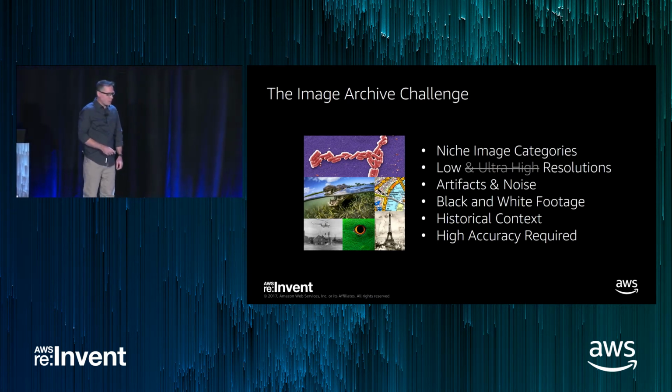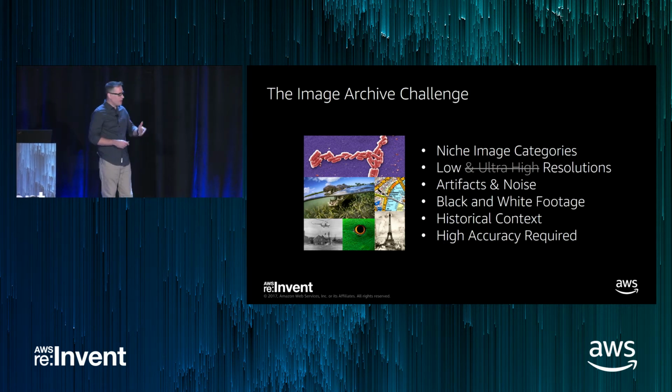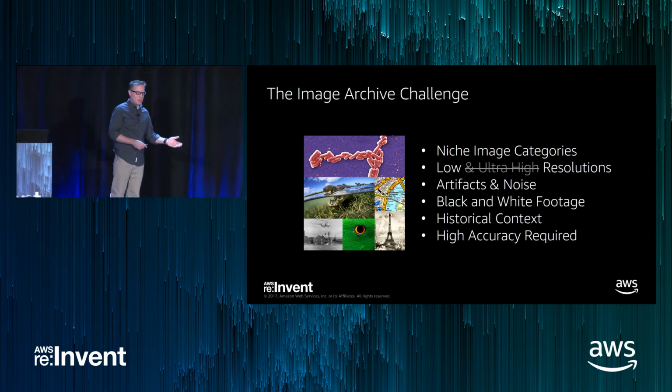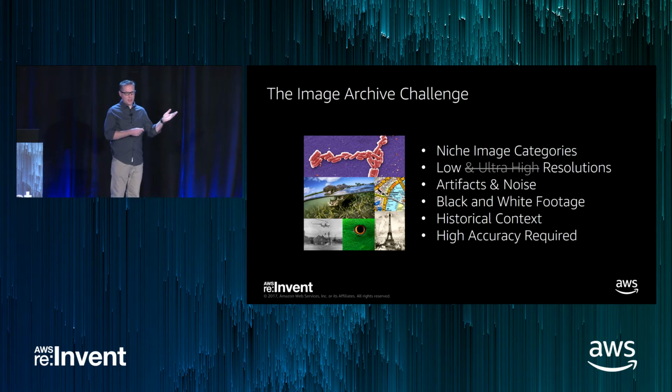So, if we look back at the original challenge, right, you can see at least one of these has been immediately solved, right? Ultra high resolution or high resolution, we can resize with Lambda. Potentially we could use something else if it was maybe 40, 60 megapixels, if you will. But how do we solve for these other problems as part of this workflow?